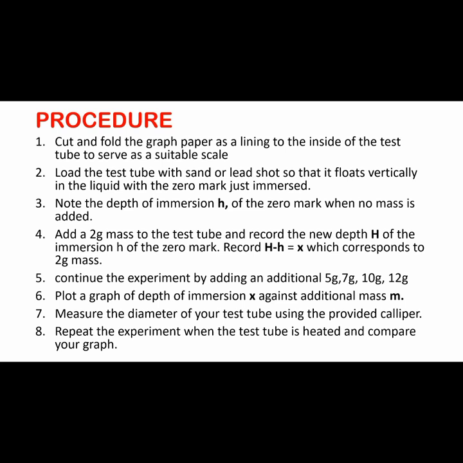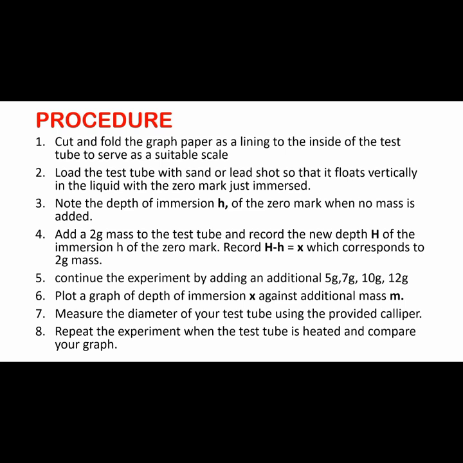Add 2 gram mass to the test tube and record the new depth, capital H, of the immersion of the zero mark. Record capital H minus small h, which is the change in depth, also X, which corresponds to the 2 gram mass. Continue the experiment by adding additional 5 gram, 7 gram, 10 gram, and 12 gram masses. And each time you add a mass, you have to find the change in the depth for each of the masses.